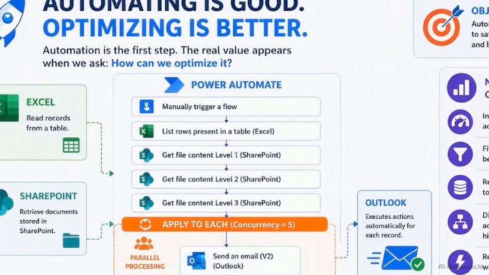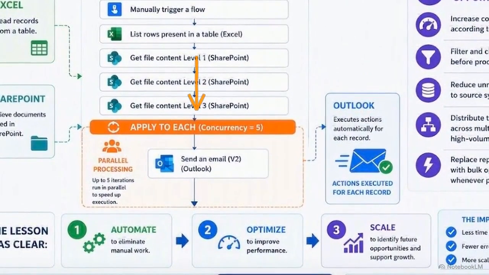This diagram maps out the architecture of the flow. We can trace the path from the initial manual trigger through the 3 levels of SharePoint document retrieval. The specific point of friction lives right here, in this orange step, labeled Apply to Each.